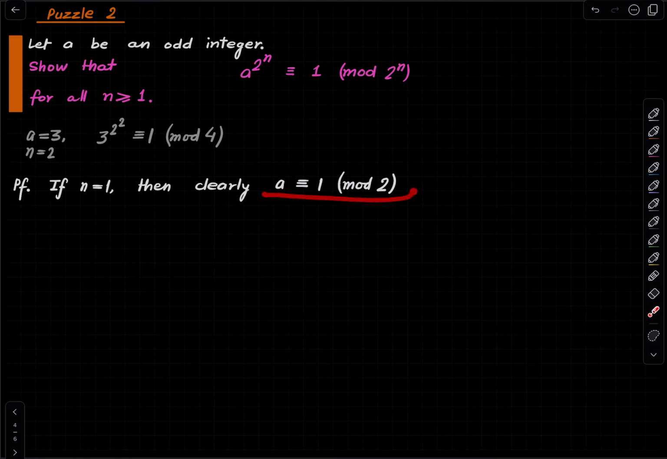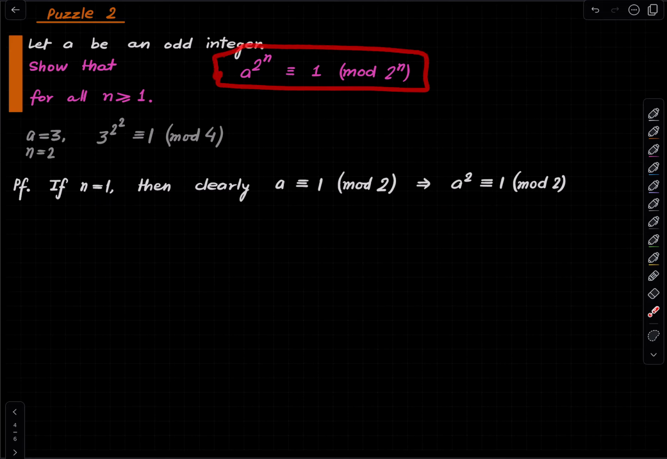a being an odd integer is equivalent to saying this. So this is what we are given, and we can just raise both sides to the power 2 and still it would be true. Just basic modular arithmetic. Or more simply, if a is odd, then a square is odd. That's all that we are saying. And therefore, for n equals 1, we have verified this statement. No matter what odd a you pick, this statement is definitely true when n is equal to 1.